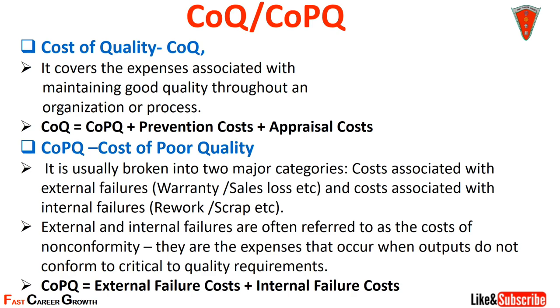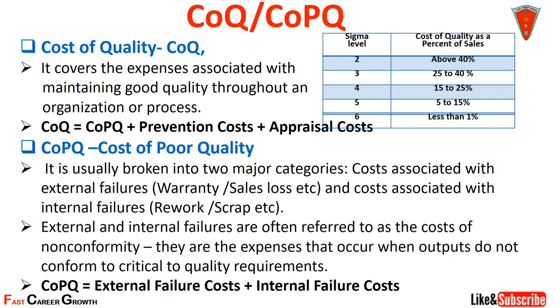And how can you measure your cost of quality? If your company is working at a level of 4 sigma, then 15 to 25% of total sales cost is contributing to your cost of quality. If your company is working at a level of 6 sigma, the cost of quality is less than 1% of total sales cost. In the next slide, we will learn about the components of CTQ.